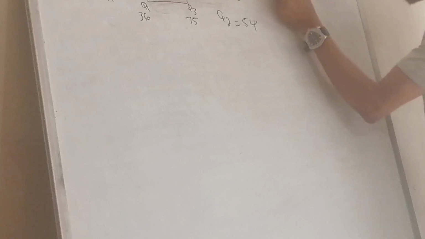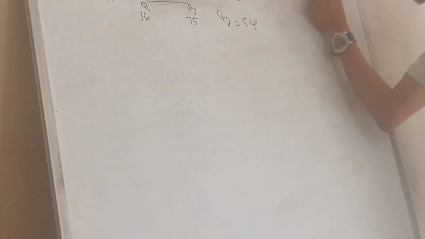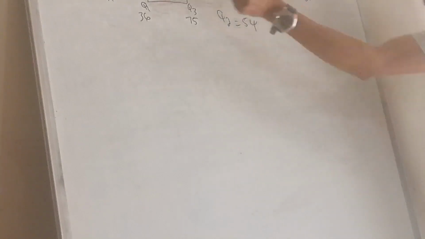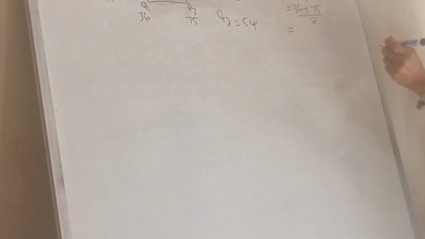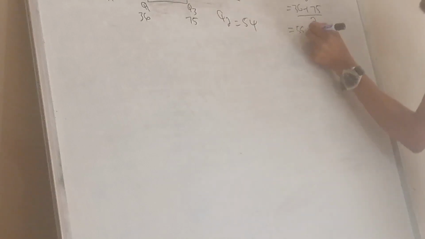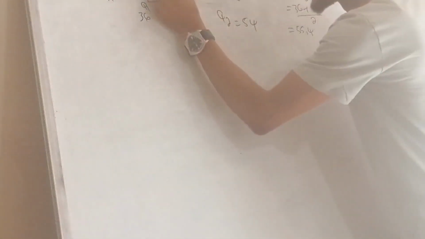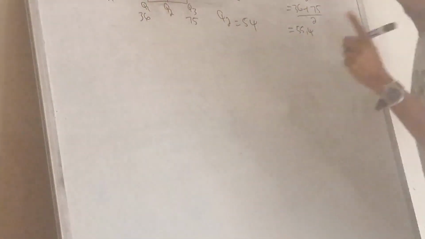The directly symmetrical line is Q1 plus Q3 divided by 2, in the middle between Q1 and Q3. So 36 plus 75 divided by 2 gives 55.4. It is symmetrical.